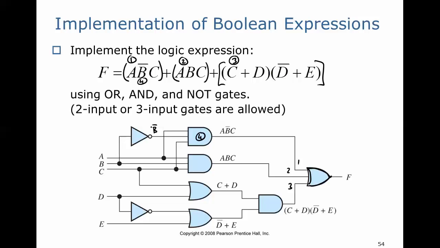For the second term, it's just ANDing A, B, and C. So that's straight up here. We've got an AND gate, call this 5. So here's that AND gate. We're going to AND A, B, and C.